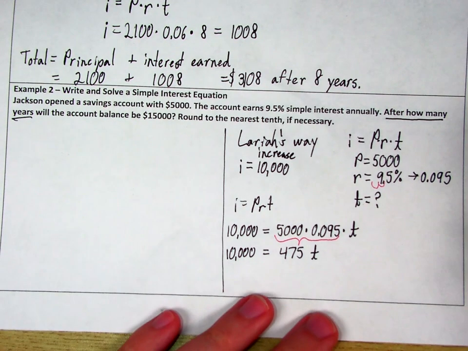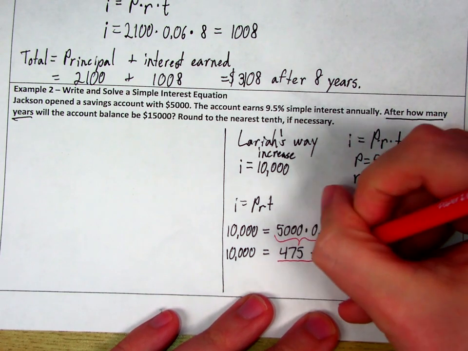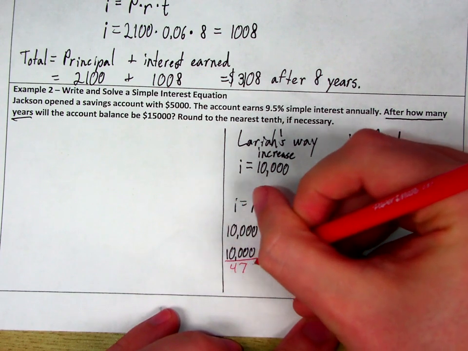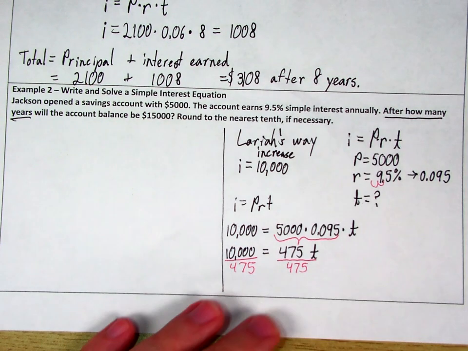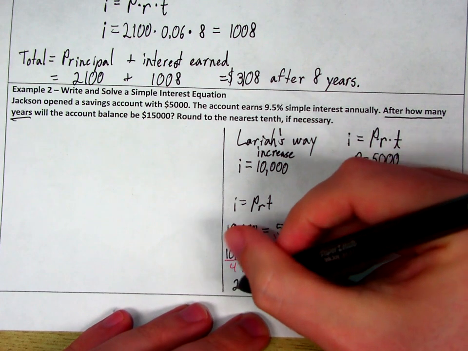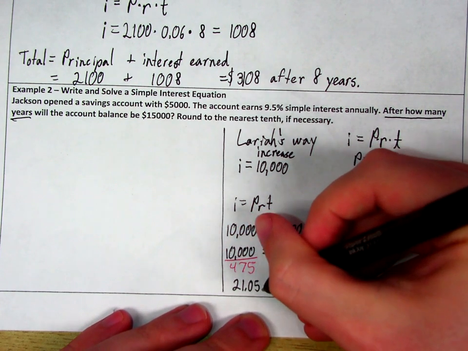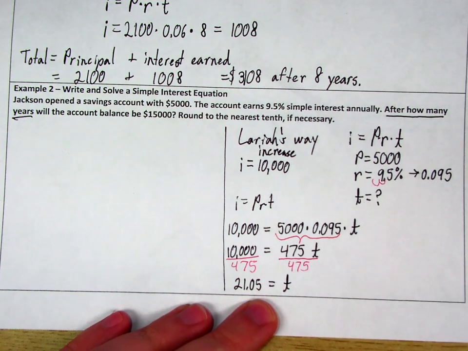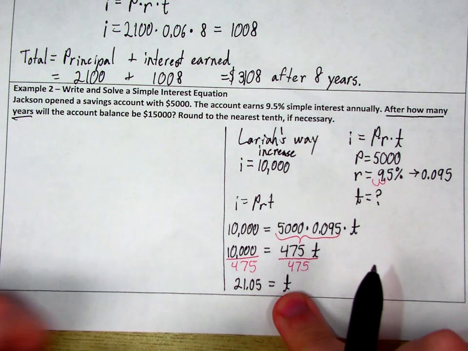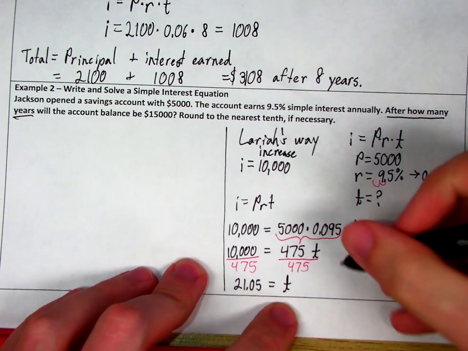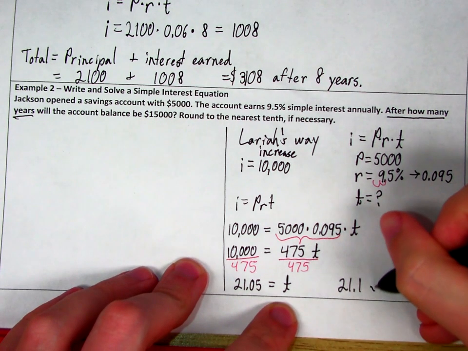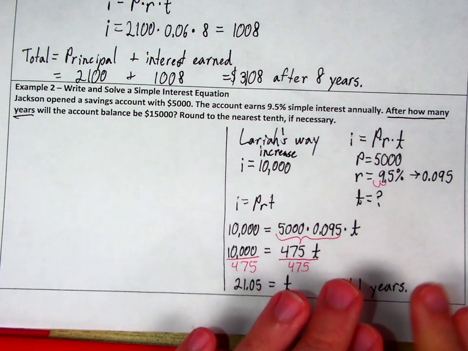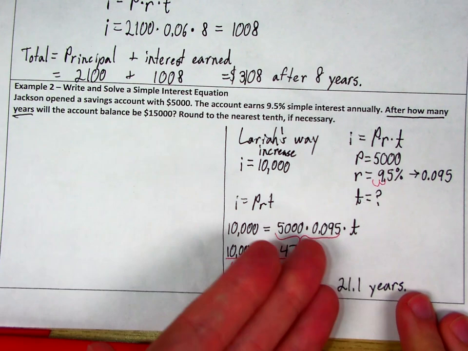And you've done this before. To get t by itself, we divide both sides by that 475. We found we got 21.05. There were some other decimals, but we stopped there. And with our answer, we rounded to the nearest tenth, so we said 21.1 years. This way could work. It worked. It has an answer.